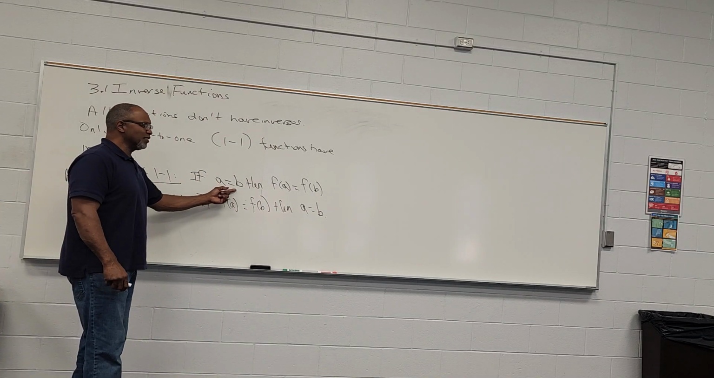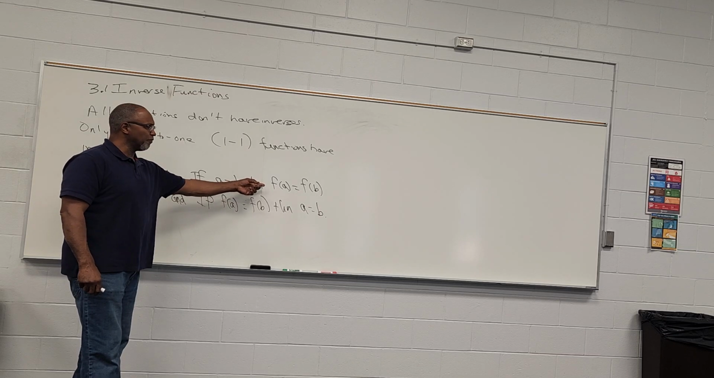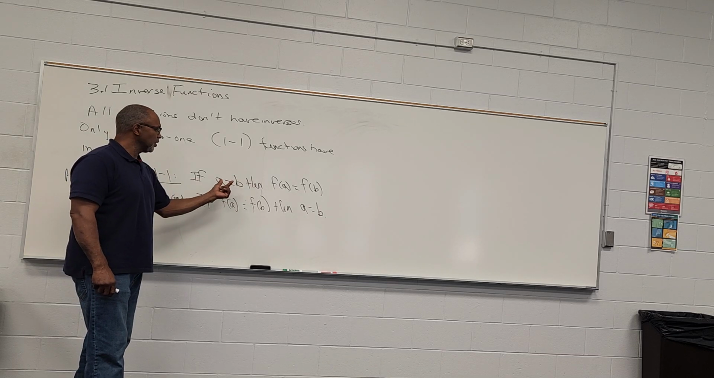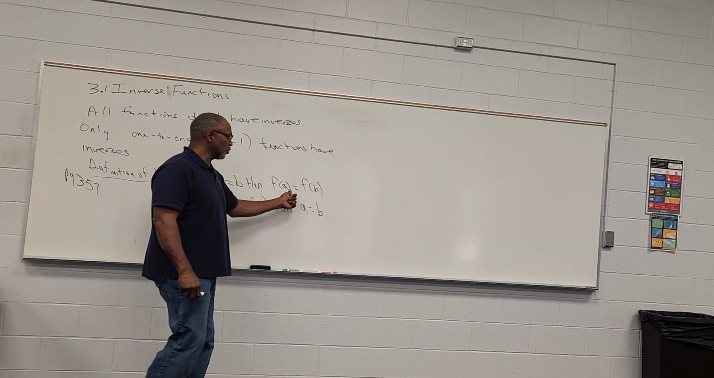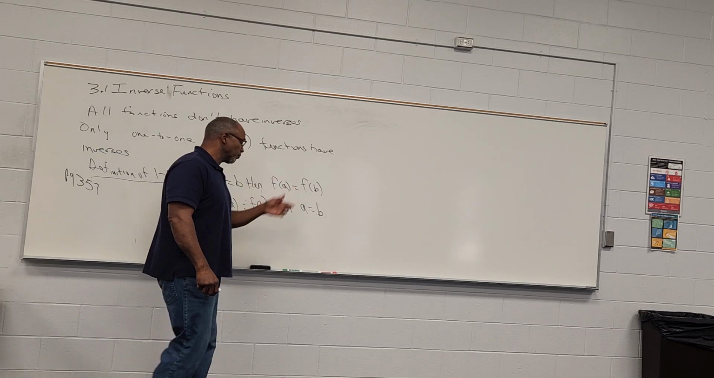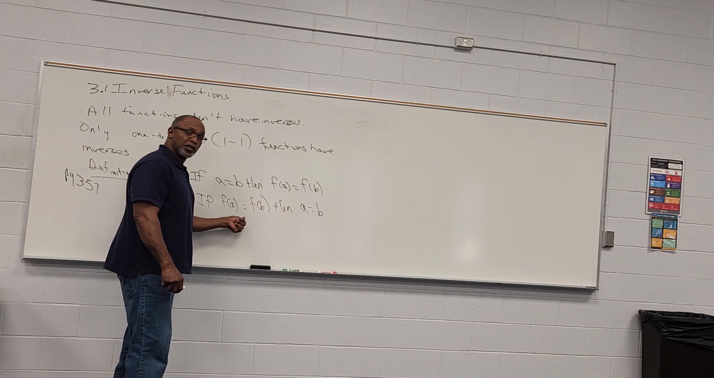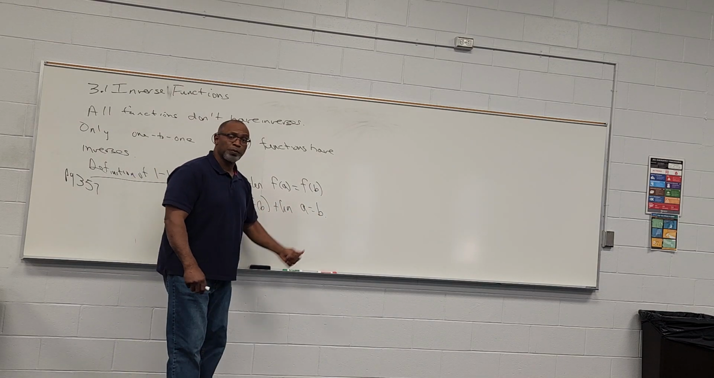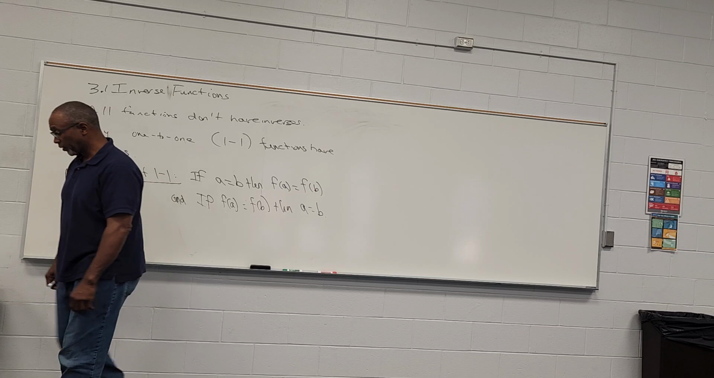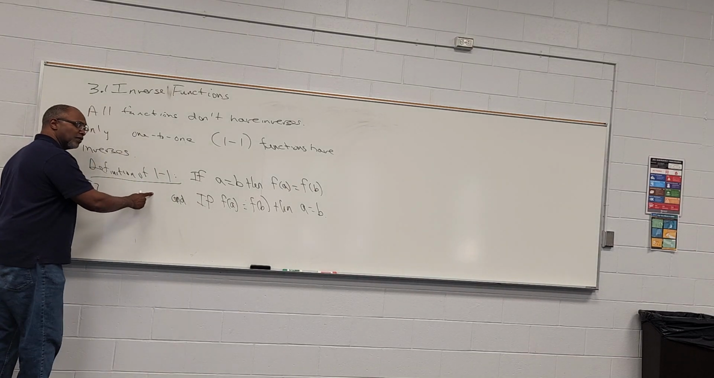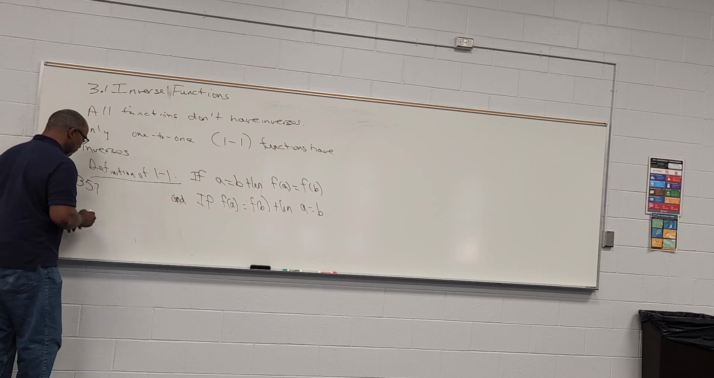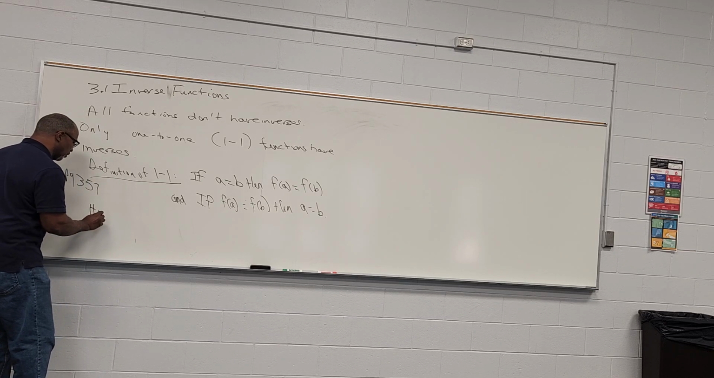These a's and b's are like x coordinates, and the f of a's are like y coordinates, right? So if one x coordinate is equal to another, then the corresponding y coordinates will be equal. Or if I knew the two y coordinates were equal, then the corresponding x coordinates would be equal, okay? And this is if I have just the definition of a function. There's also something called the horizontal line test.